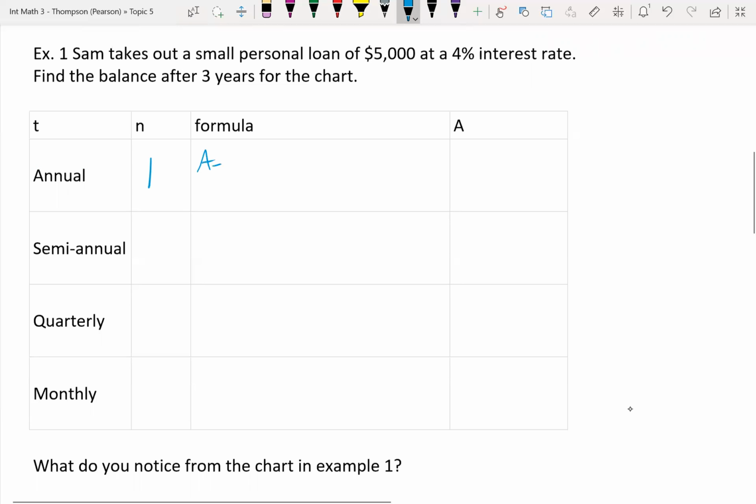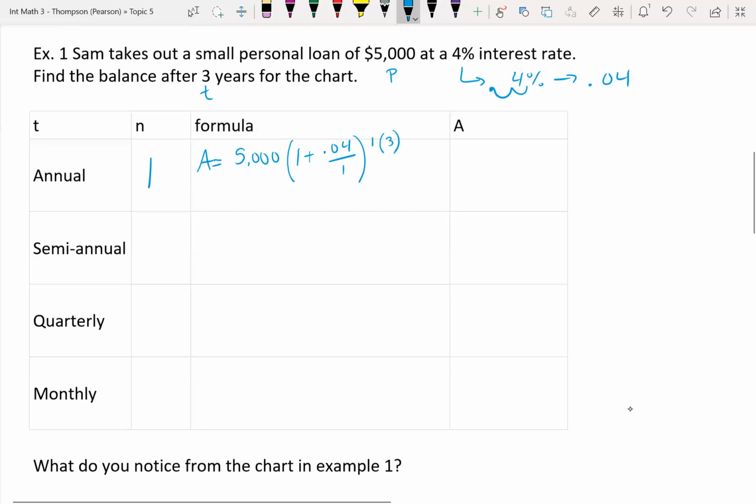A is equal to my initial amount, which is $5,000, times 1 plus, all right, so this is my principal, and 4% is going to be my rate, but I need to change 4% to a decimal, and that gives me 0.04. So this is 0.04 over n. N is the number of times it compounds a year, 1, to the power of n times t. So this is going to be 1 times t. In this case, t is 3 years.